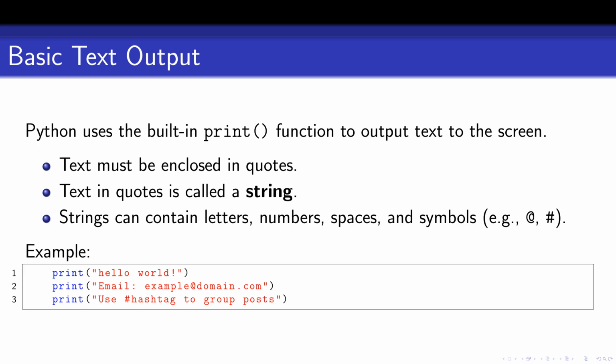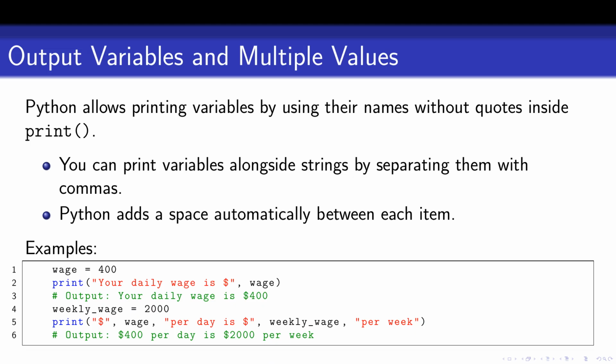Strings are one of the most basic but powerful tools in programming. We use them to represent everything from labels and messages to usernames and file names. The key takeaway here: if it's meant to be shown as literal text, put it in quotes and print it using the print function. In the last slide, we saw how to print basic text using Python.